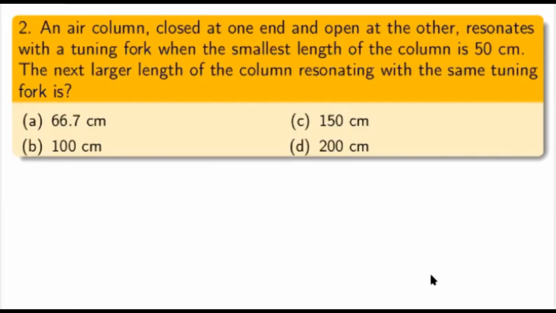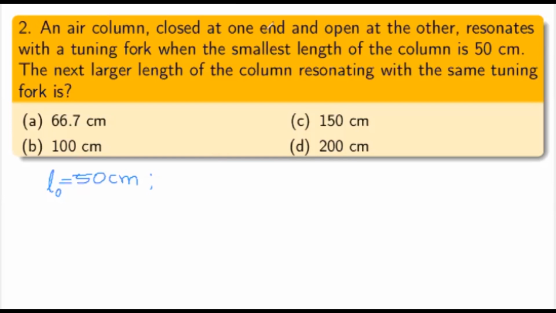An air column closed at one end and open at the other resonates with the tuning fork when the smallest length of the column is 50 centimeters. The next larger length of the column resonating with the same tuning fork is. It's given in the problem that the length corresponding to the fundamental frequency is 50 centimeters. They're asking what is the next larger length of the column resonating with the same tuning fork.